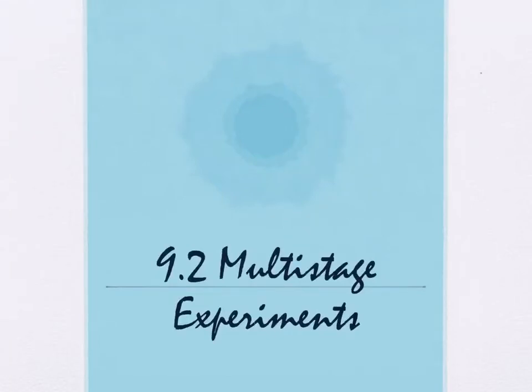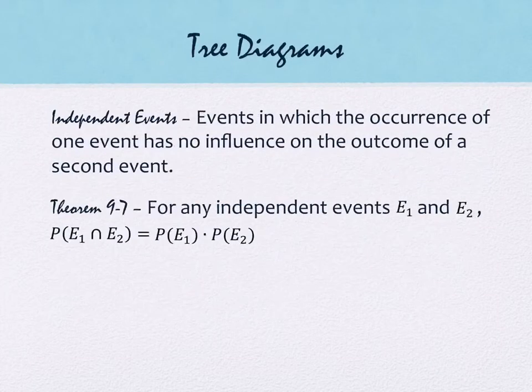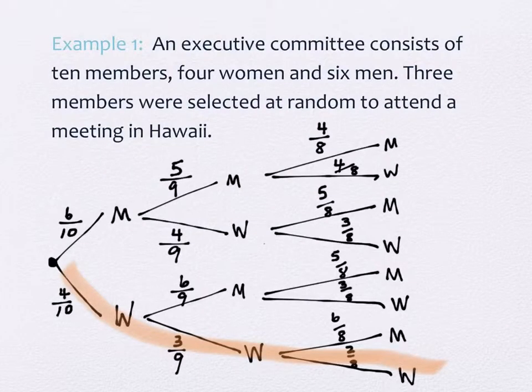Last time we started taking a look at section 9.2, Multistage Experiments, and we had done a couple of examples. The first example we did actually had probabilities that changed each time because we were drawing names out of a hat, and so the names in the hat, and in particular the genders of the people in the hat, fluctuated based on what my previous draw had been. And we talked about the fact that these events are what we would call non-independent events, or they're just not independent.